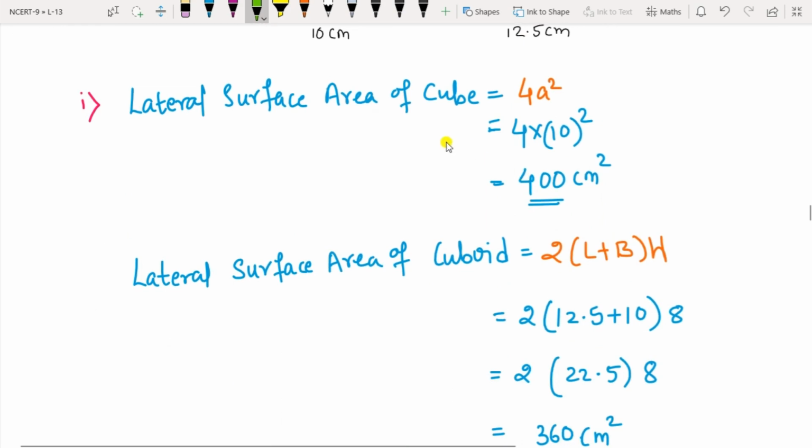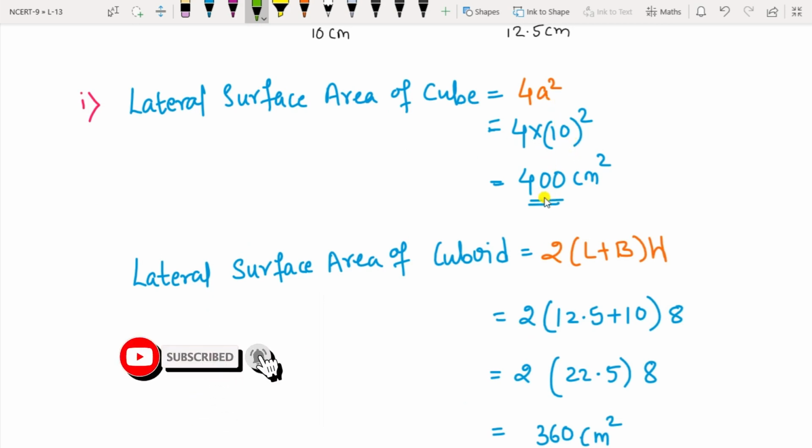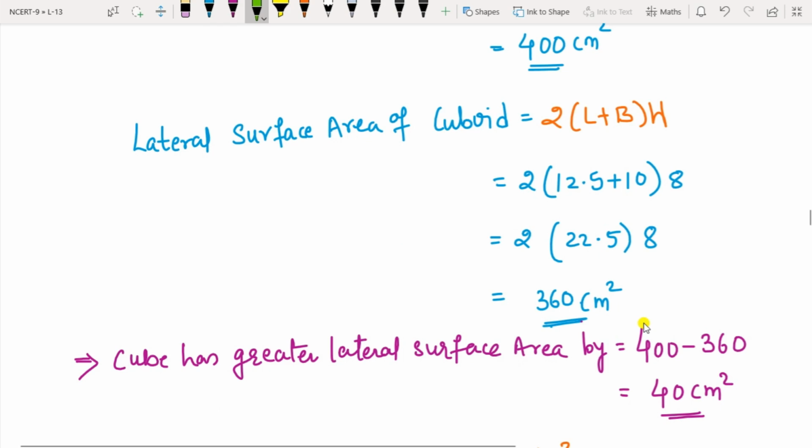You know the formula for the lateral surface area of a cube is 4a square. The side of the cube is 10 here. Substitute the values, you get 400 centimeters square. For the lateral surface area of a cuboid, the formula is 2(L plus B) into H. Substitute the dimensions of the cuboid and you get 360 centimeters square.